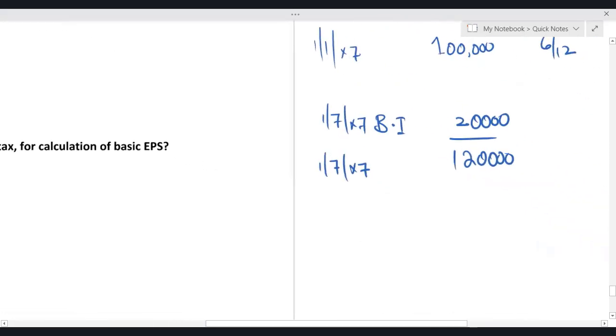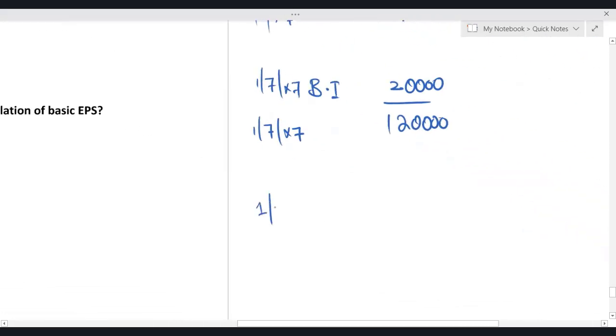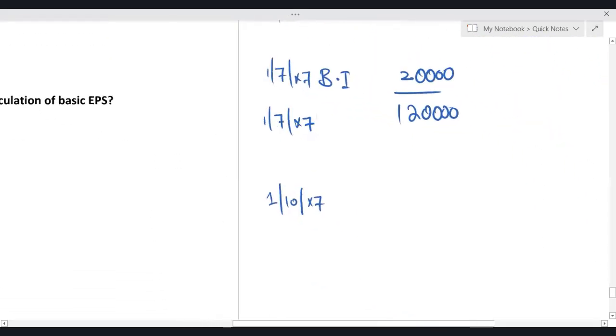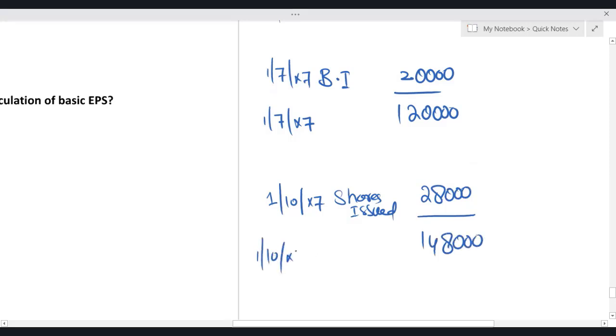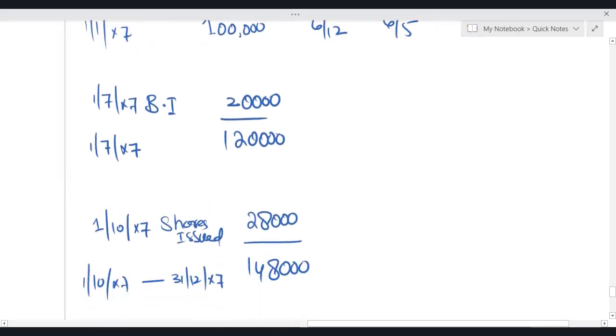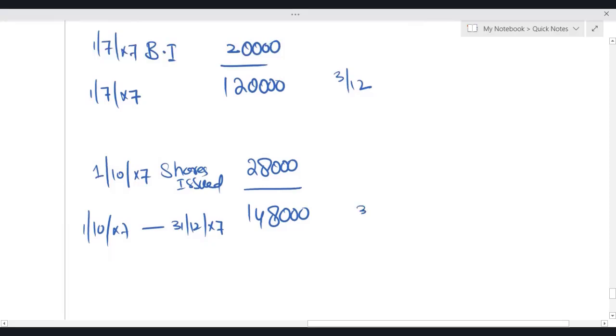On 1st October, what happened? They have issued new shares. 1st October, shares issued, 28,000. From 1st July till 1st October, we have 3 months. Then from 1st October till December, we have 3 months.